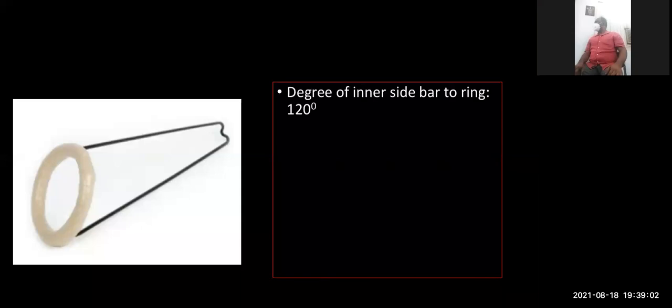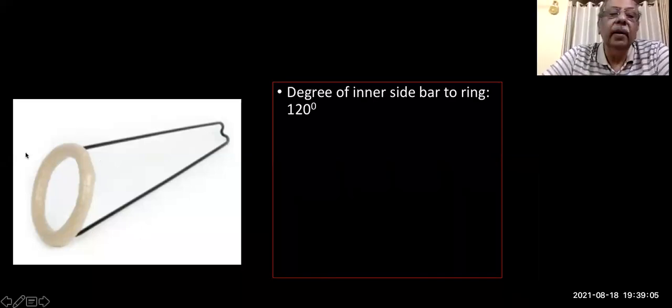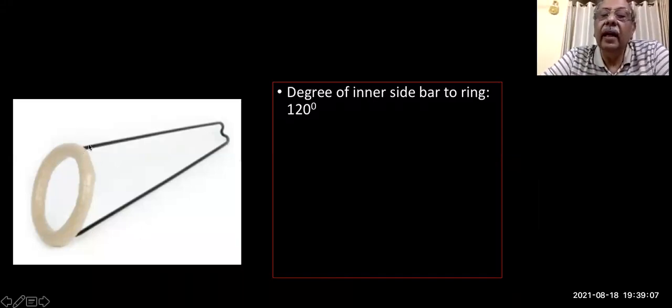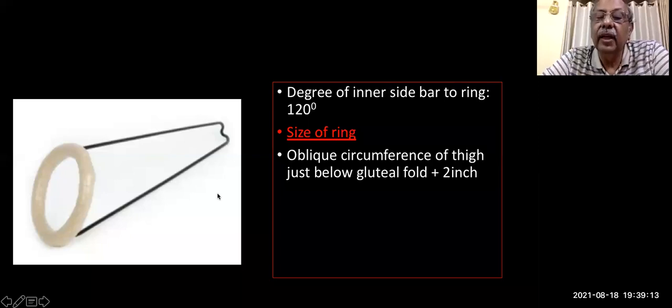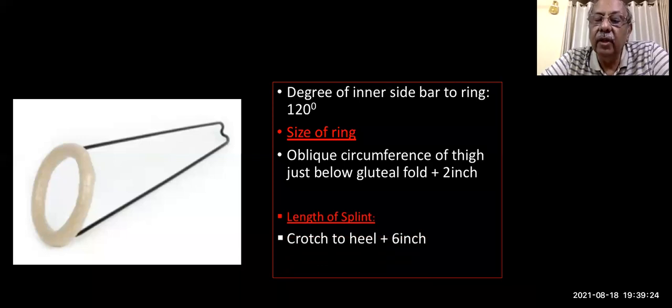So they may ask you regarding the angle here, the inner angle with the bar is around 120 degrees. And how to measure the size of the ring? There is the oblique circumference of the thigh just below the gluteal fold plus 2 inches. 2 inches is for the swelling. And the length of the splint is usually measured from the crotch to the heel plus 6 inches. That is from here to the heel and another 6 inches. So this is how it is being applied.